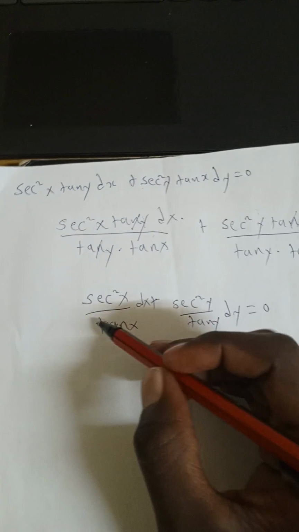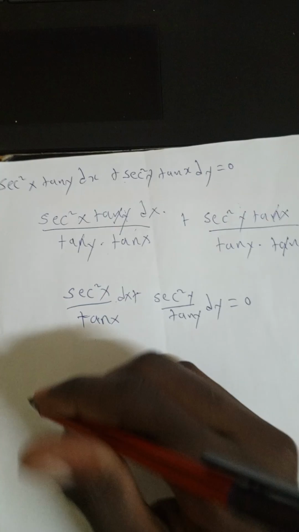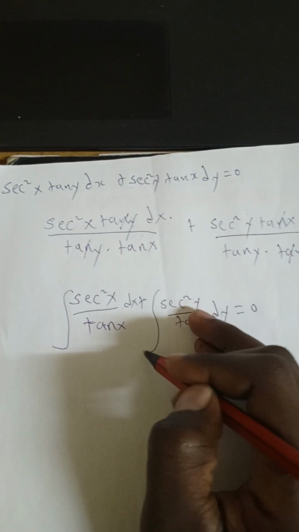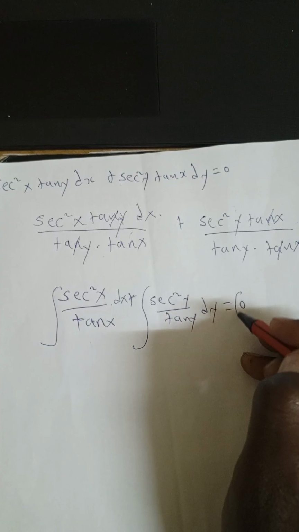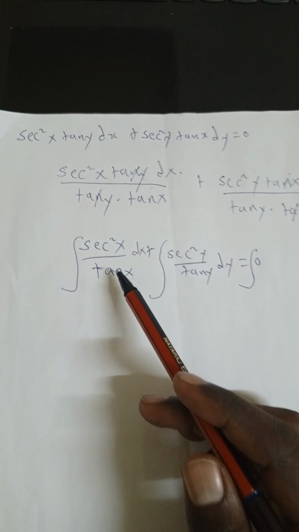Because we can just take this the other side. Dy will be alone, dx will be alone. So what we can just do is we can integrate. Let's just integrate all the sides. Now a question will come: how can you integrate this?